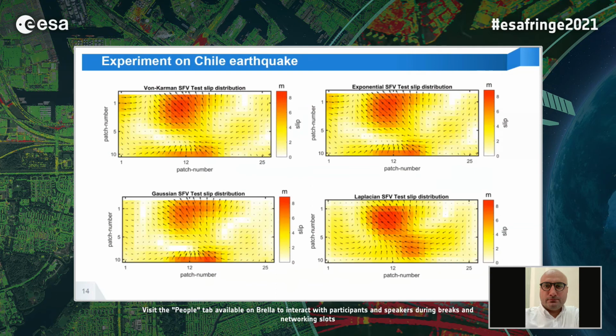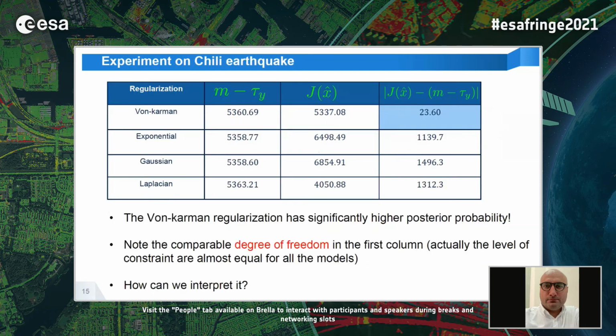So we have 4 different regularizations here on the Chile earthquake: von Karman, exponential covariance function, Gaussian covariance function, and Laplacian, which is the standard way that we do. If you go to the next slide, we already see that the misfit of all of them are very similar.